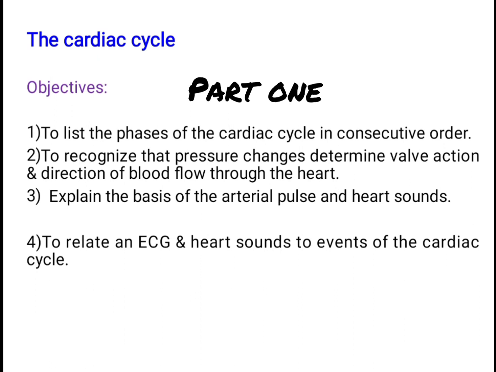We have specific objectives in the cardiac cycle that we are going to look at. The first one, we are going to list the phases of the cardiac cycle in the correct order. We shall recognize that blood pressure changes determine valve action and direction of blood flow through the heart. We shall explain the basis of arterial pulse and heart sounds. We shall relate the ECG and the heart sounds to the events of the cardiac cycle.